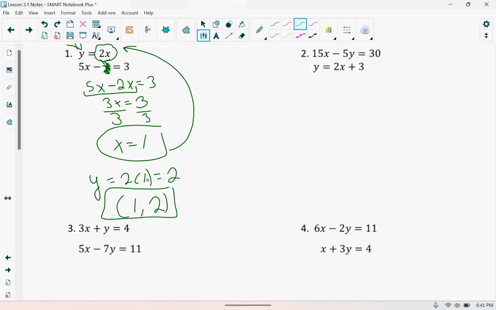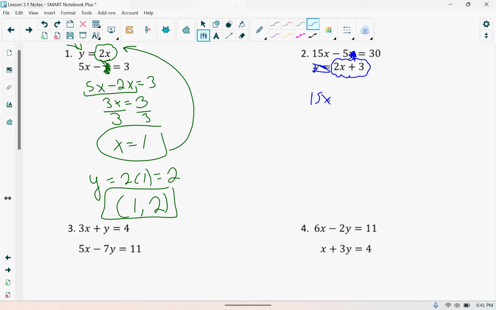Okay, let's do this one. So here is my blob. I've got that y by itself, and I'm going to replace it with this whole y. So that y goes away. I'm not going to use that y anymore. It's going to go away.